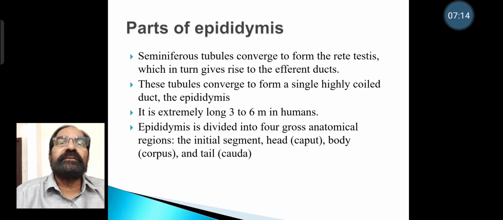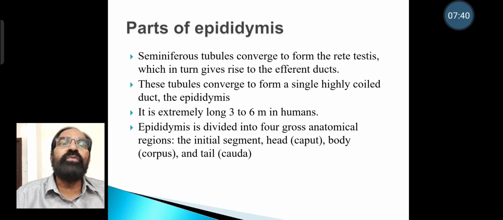Parts of epididymis. Seminiferous tubules converge to form rete testis, which in turn gives rise to efferent ductules. These tubules converge to form a single highly coiled duct called epididymis. It is extremely long, 3 to 6 meters in humans.